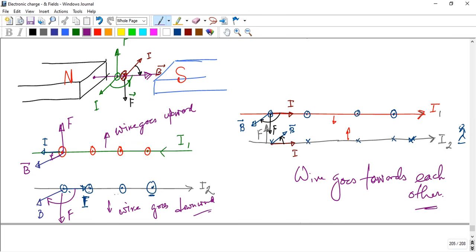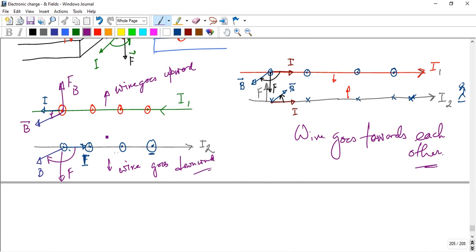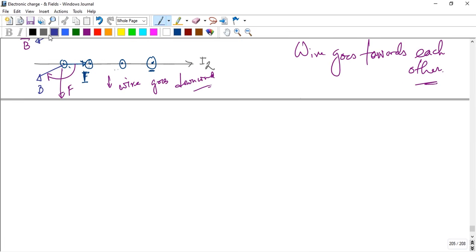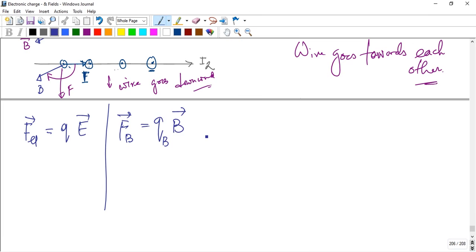Clear? How do we get that? Now, how do we calculate that magnetic force? That's an important concept. For the electrostatic force, we know that a static charge creates an electric field, and the force is Q times the electric field. Similarly, if I calculate the magnetic force, it would be a magnetic charge times the magnetic field.